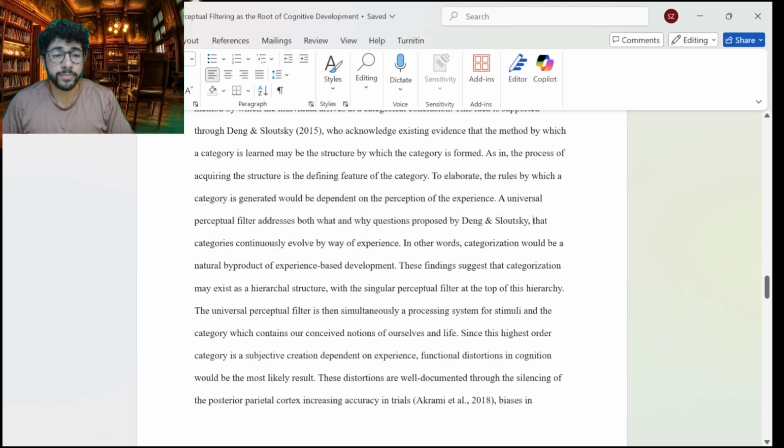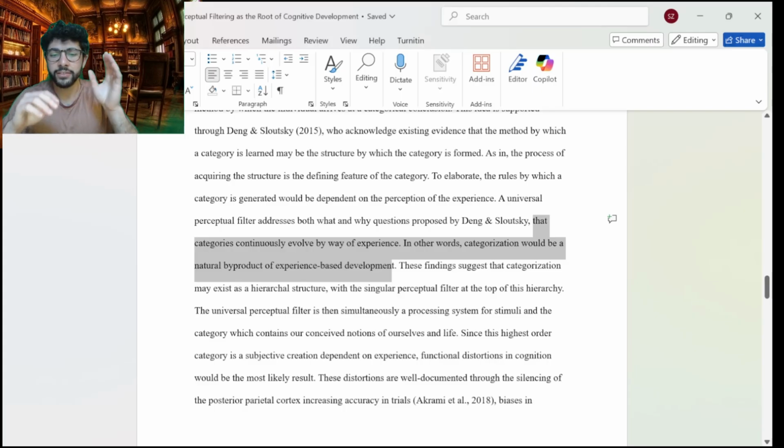But the point is that the categories are going to continuously evolve through your experiences, right? So in other words, categorization would be a natural byproduct of experience-based development. Categorization is naturally occurring, and this is why I say developmental psychology and cognitive psychology are not actually separate. They shouldn't be separate. There's no reason for them to be separate because they are the same thing. You experience something, you generate a category, this category reinforces your development. That's all I'm saying here.